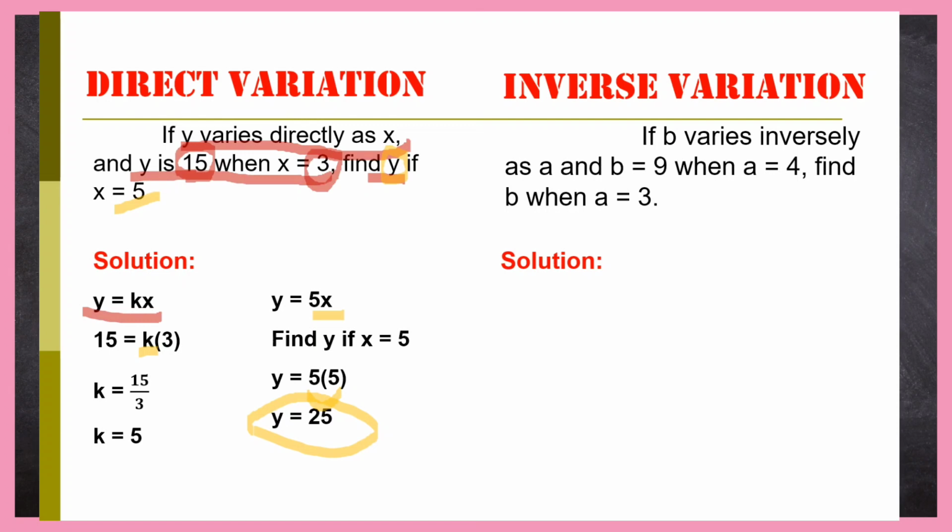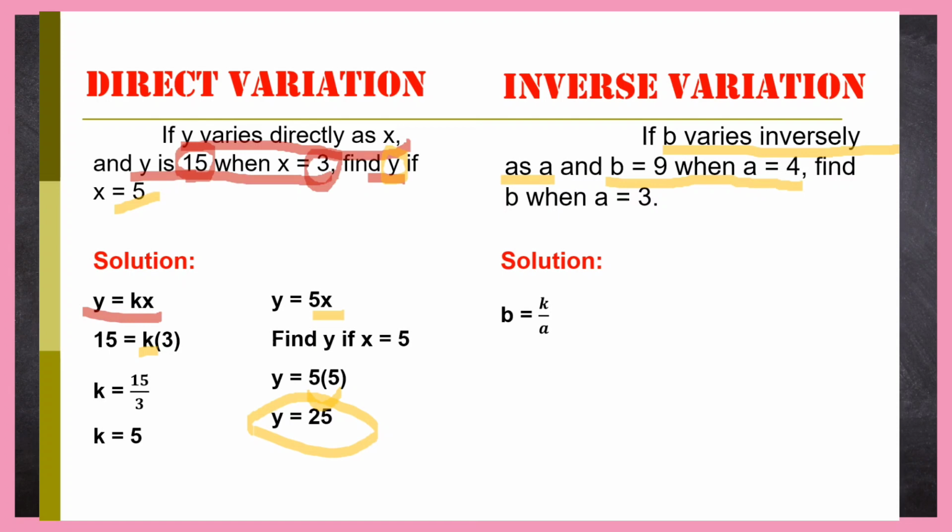We have, if b varies inversely as a. This is our mathematical statement again. And then to solve for the constant of variation, we are using the first set of values or ordered pair of numbers. We have b equals 9 and a equals 4. So let us solve. For the solution, of course, this is the inverse variation.